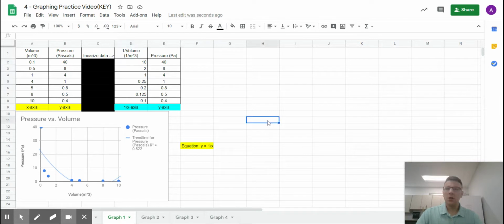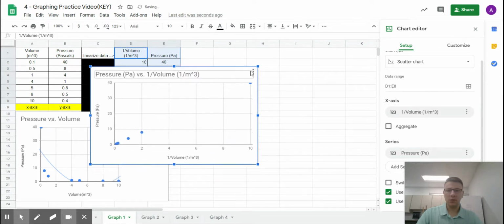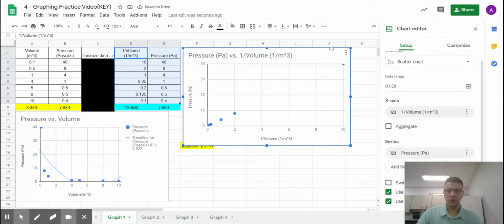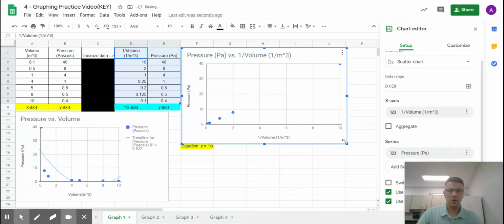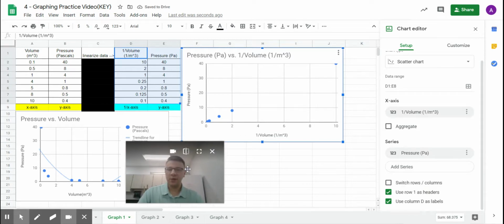Now let's look at what happens when we graph this data right here. Let me pull this over to the side here. Okay, now I'll move my face cam.